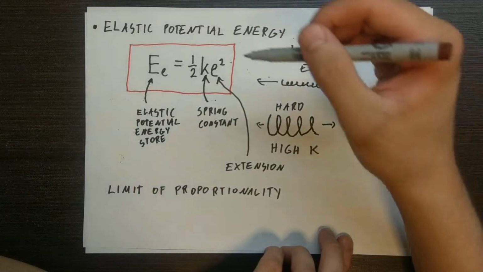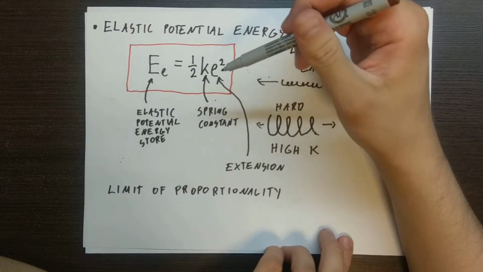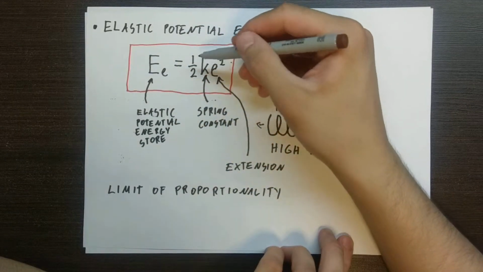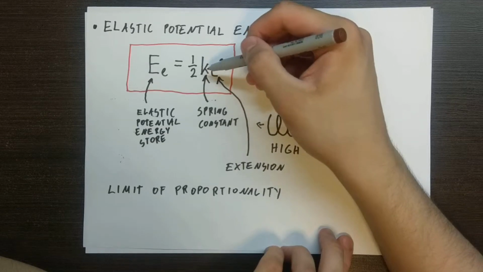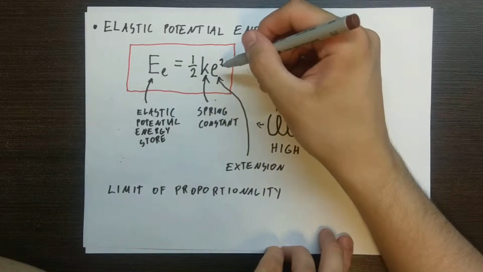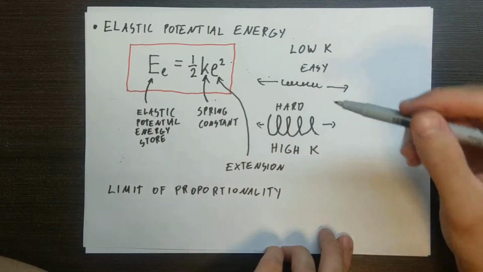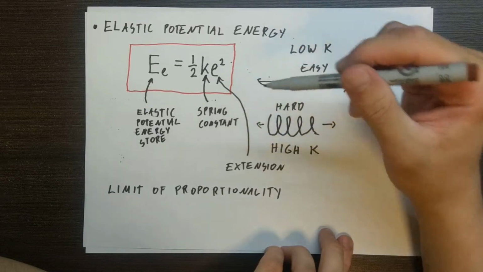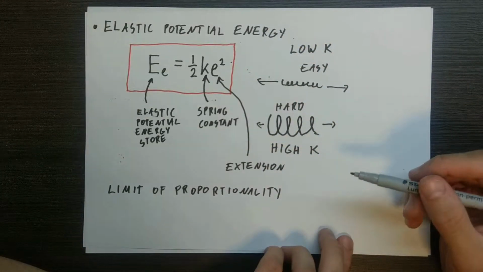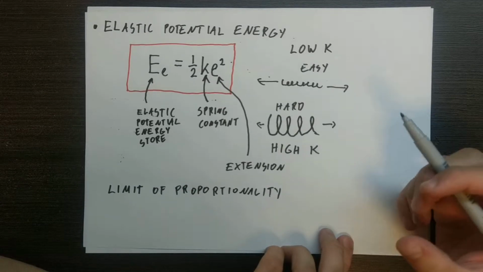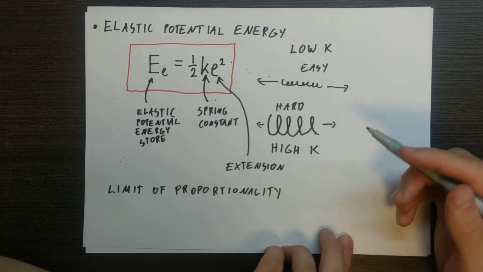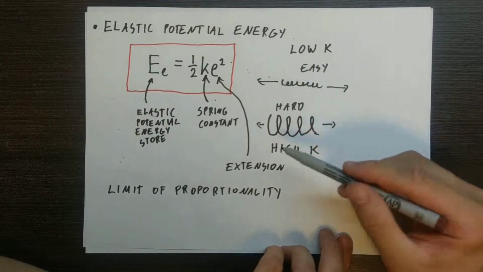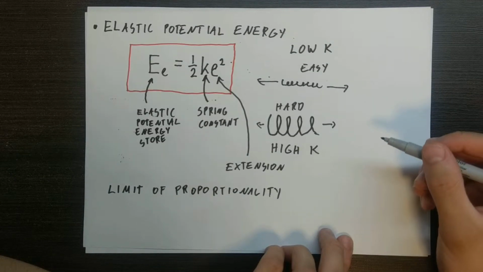Now, let's have a look at the equation. Elastic potential energy store is equal to half the spring constant times extension squared. Okay, so what does spring constant mean? Spring constant means, essentially, a good way to think about it is how hard the spring or the rubber band or the object is to stretch. The higher the spring constant, the harder the spring, the object, is to stretch.